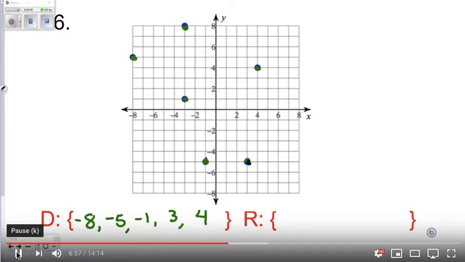For your range values, we're going to start at the bottom of the graph and work our way up. Our smallest one is at -5. Then we have one at +1, 4, 5, and then finally the one at 8.